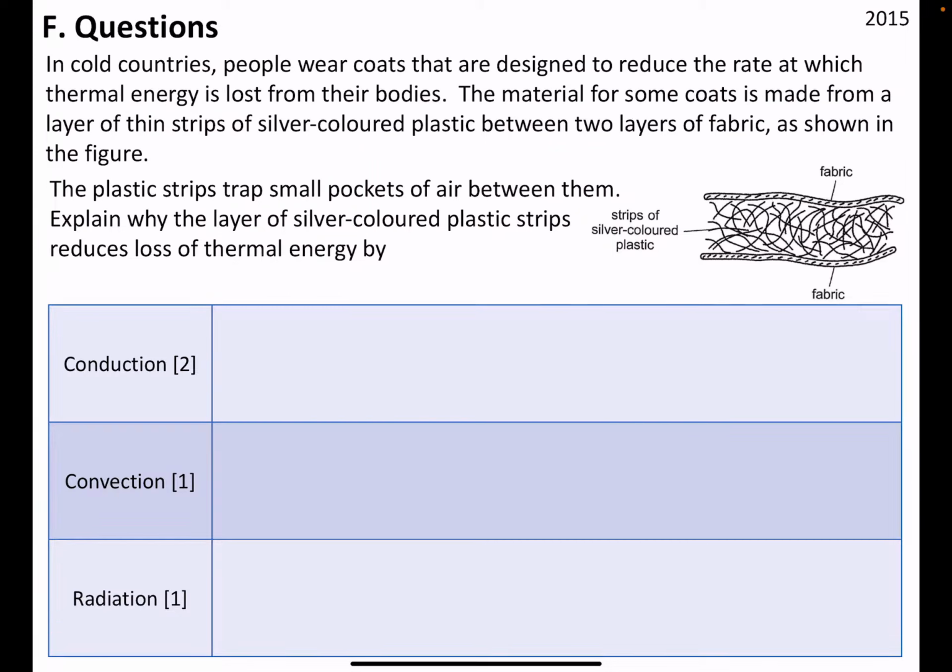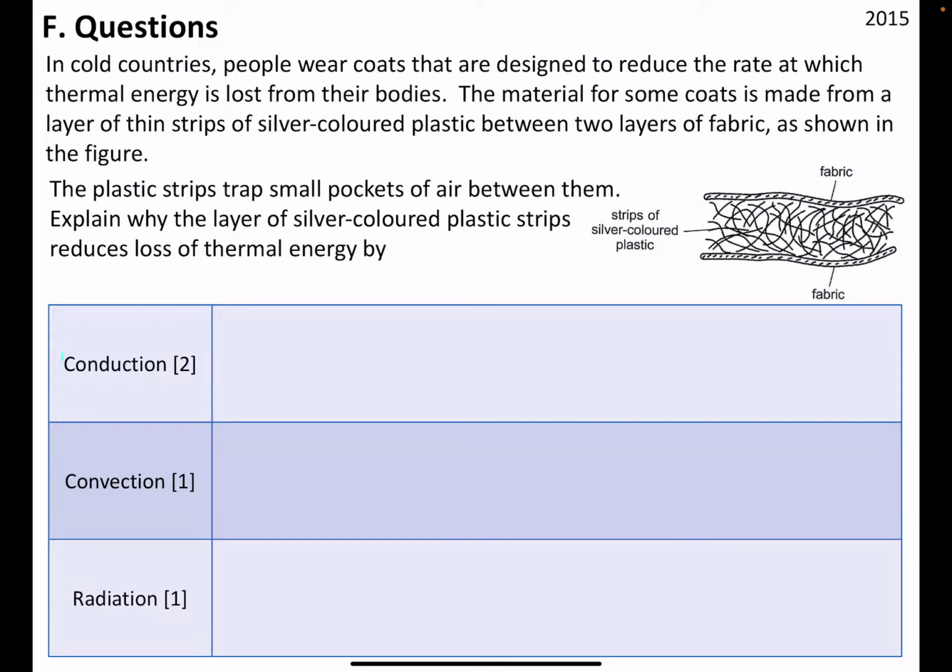Let's do some practice questions. In cold countries, people wear coats that are designed to reduce the rate at which thermal energy is lost from their bodies. The material for some coats is made from a layer of thin strips of silver-colored plastic between two layers of fabric as shown in the figure. The plastic strips trap small pockets of air between them. Explain why the layer of silver-colored plastic strips reduces loss of thermal energy by conduction, convection, and radiation.